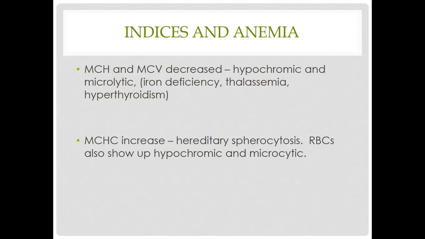hyperthyroidism. And the MCHC increase, if it's high, could mean hereditary spherocytosis, which means that the shape of the blood cell is misshapen. Cytosis is a condition of cells. Red blood cells also show up hypochromic and microcytic if the MCHC is increased. Typically the red blood cells are low in color and very small.